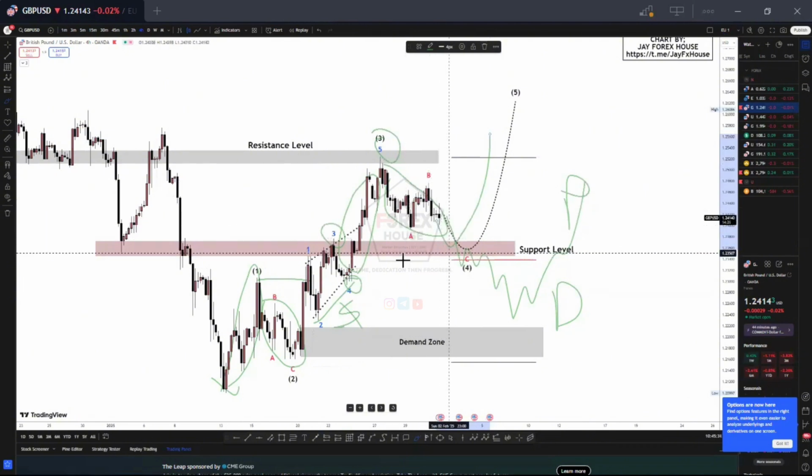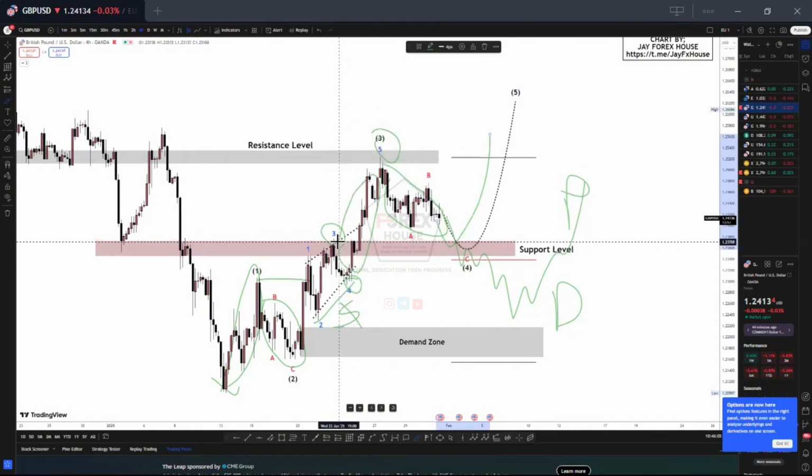So what is our final conclusion? If this doesn't hold, the next area of interest should be this demand zone. It's as simple as that. If this doesn't hold, look for a bearish entry right towards this demand zone, because this will be cleared out. This will be liquidity. This is saying probably the higher time frame analysis of the Elliott wave was wrong, and this 1, 2, 3, 4, 5 was not identified correctly.